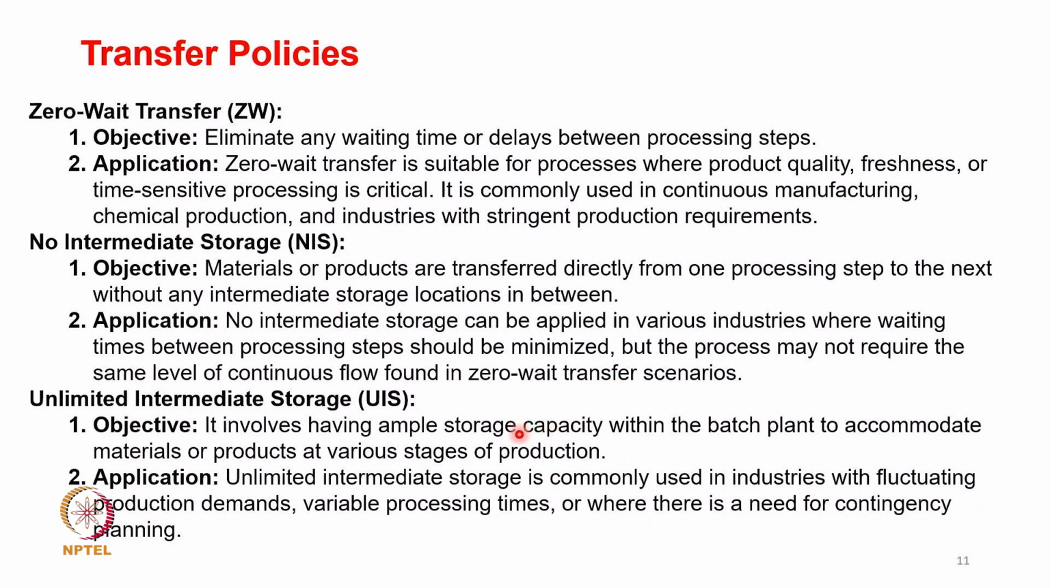So now let's look at the last, or rather the third category, which we call unlimited intermediate storage, represented by UIS. So here, what is the status? Okay, so you have an intermediate storage facility. In fact, you have an ample intermediate storage facility within the batch plant to accommodate any material or products at various stages of the production.